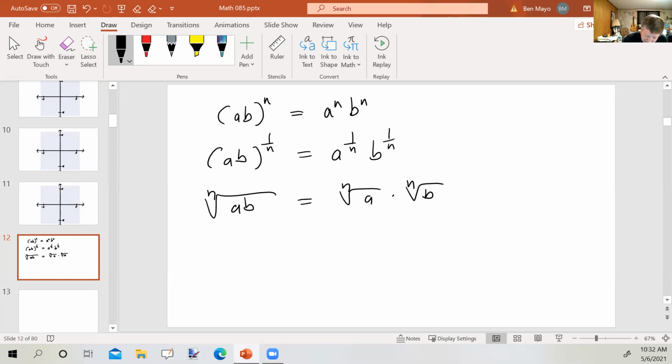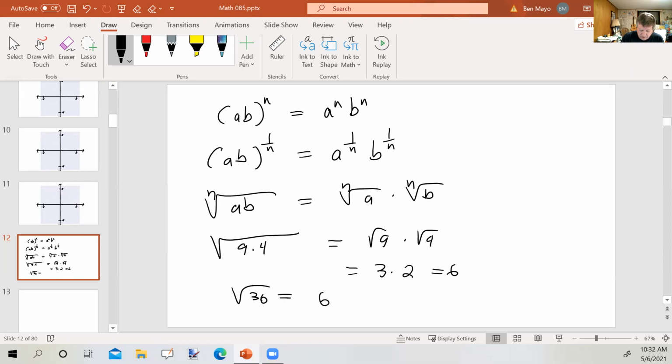For instance, let's say I have the square root of 9 times 4. That's equal to the square root of 9 times the square root of 4. The square root of 9 is 3, the square root of 4 is 2, and we get 6. We could also take 9 times 4 and say that's 36, and the square root of 36 is 6. So we get the same result either way in this case. But the point is, we could take a product, the radicand being a product, and separate it into the product of different radicals. Okay, so that's the first rule.